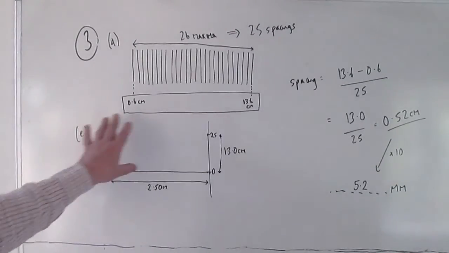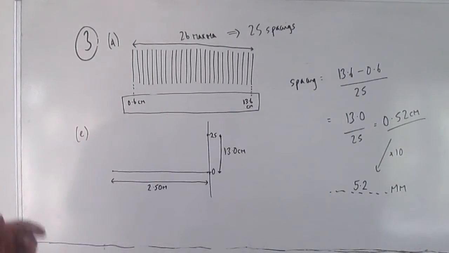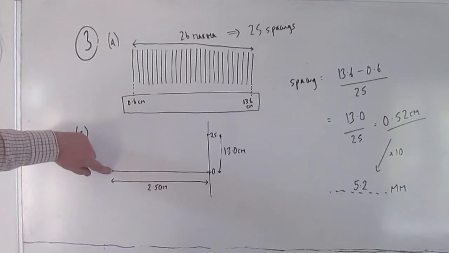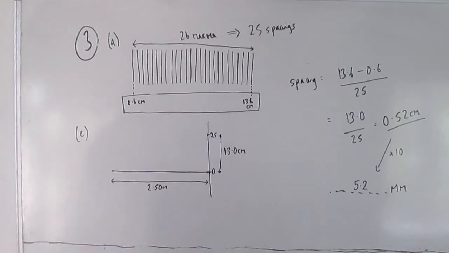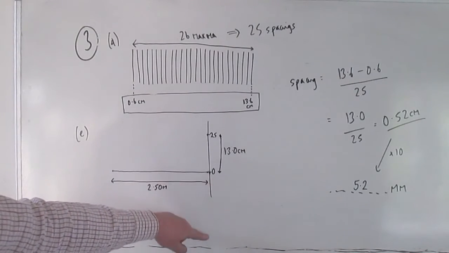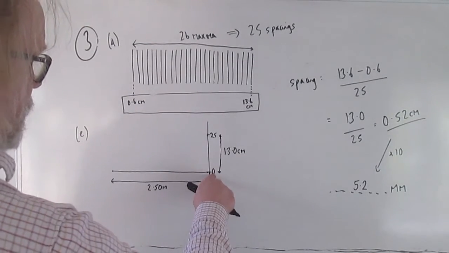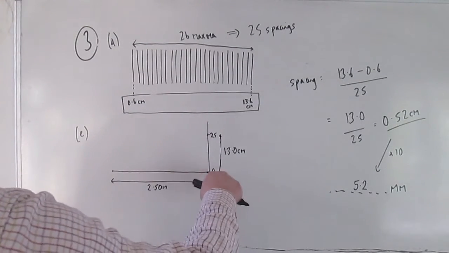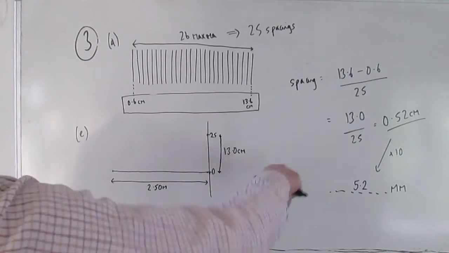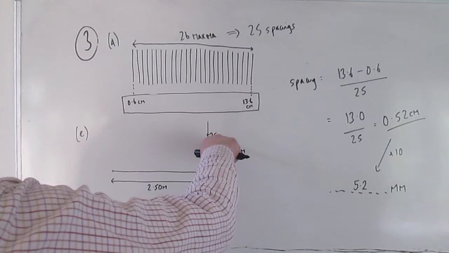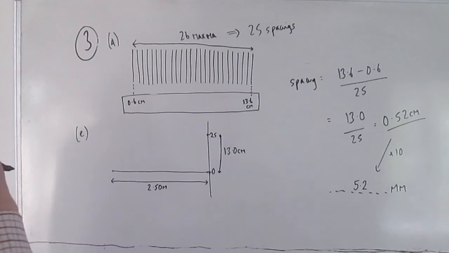So for part E, it's useful to do a picture of what you've got. So this is the setup. This is where the diffraction grating is, and it tells you in the question that there's then 2.5 meters to the screen where the lines are being observed. And we know from this pattern that the distance between the 0 order image, the central one, and the 25th order image is 13.0 centimeters. So that's n equals 25, and that's n equals 0.